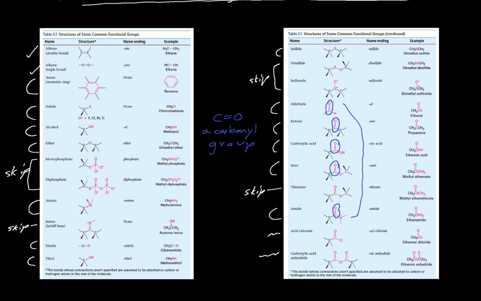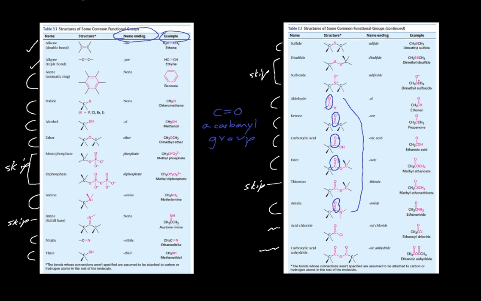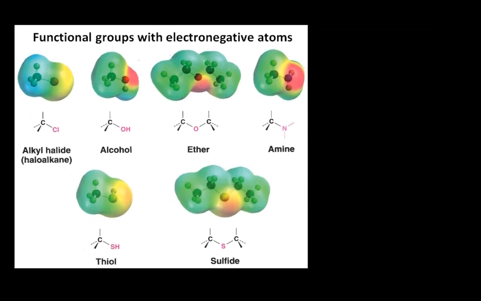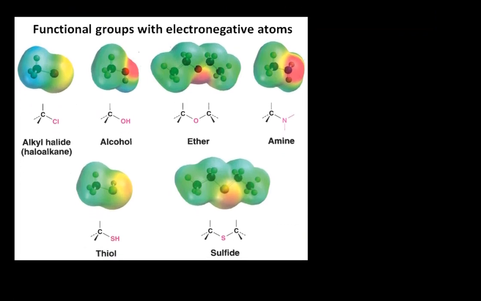which is a real useful table because it has some of the naming, the suffixes, the name endings, and an example of simple versions of these functional groups in simple compounds. So beyond recognizing, we want to begin to understand their chemistry. If we look at the space-filling models of electron clouds, remember molecules can be looked at in lots of different ways. The red is where you have highest electron density.